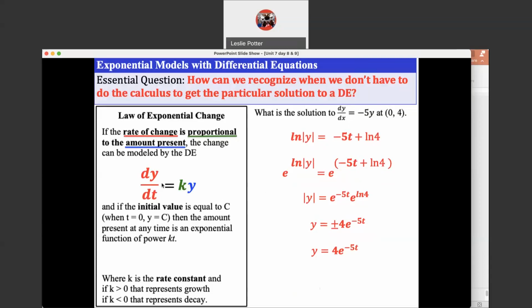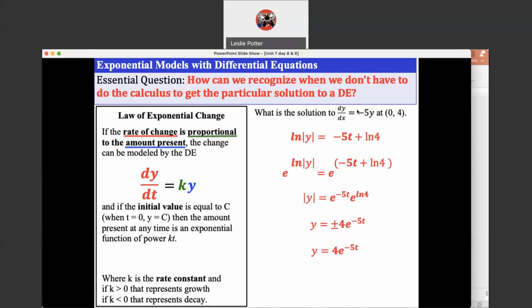Okay, now the other condition is that if we have an initial value that is equal to c, in other words, when t is equal to 0, that's what an initial condition is, initial value is. When t is equal to 0, y is equal to c, then the amount present at any time is an exponential function, e to the power of kt. Notice what we have here. Let's reread that. The amount present, y, at any time is an exponential, e to the power, function, and the power is k times t.